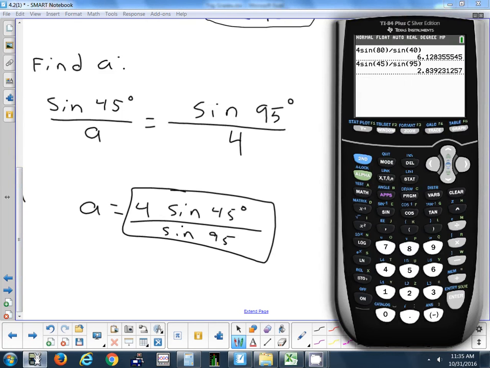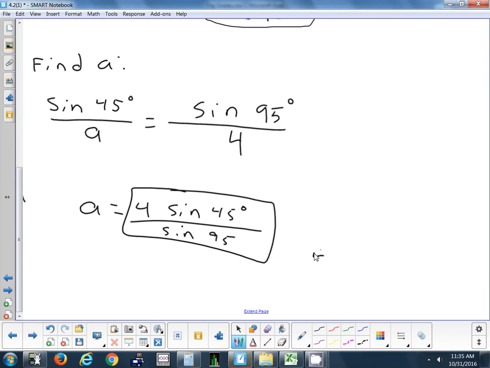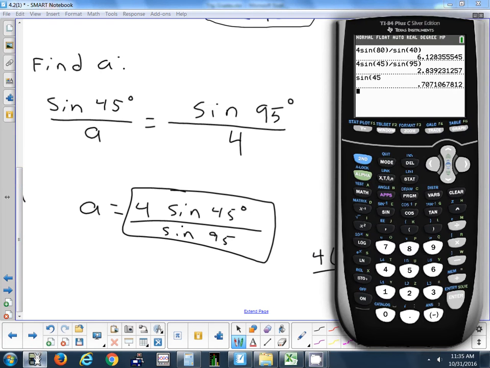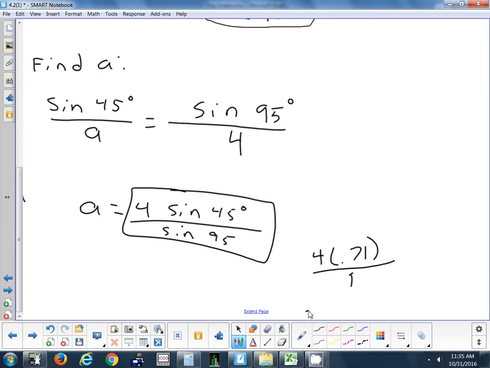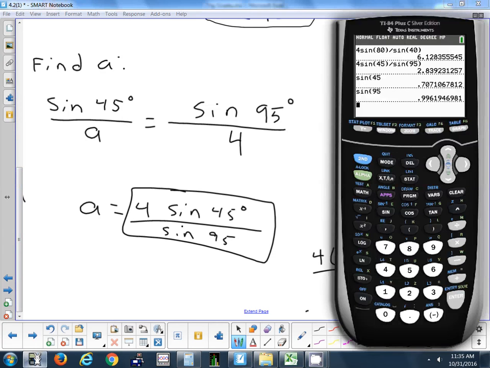All right, now let's say that you decided, you know what, I'm going to do the sine of 45 first, and I'm going to round that to 0.71. Okay, I'm just going to round it off. Okay, don't do this. I'm going to round that to 0.71. And I'm going to take sine 95, and I'm going to round that to 0.99. It's pretty close to 1, so I'm going to round that up to 1. And now I'm going to take 4 times 0.71 and then divide by 1.